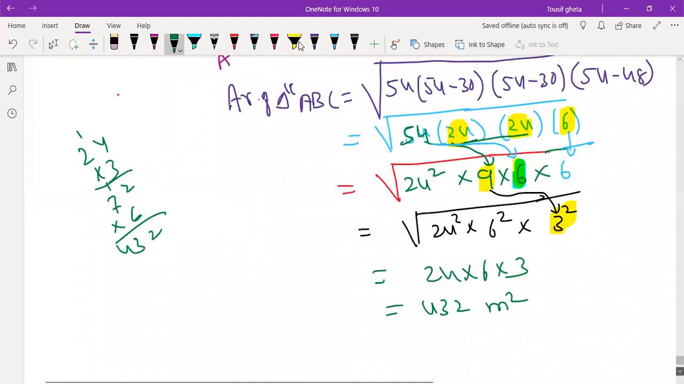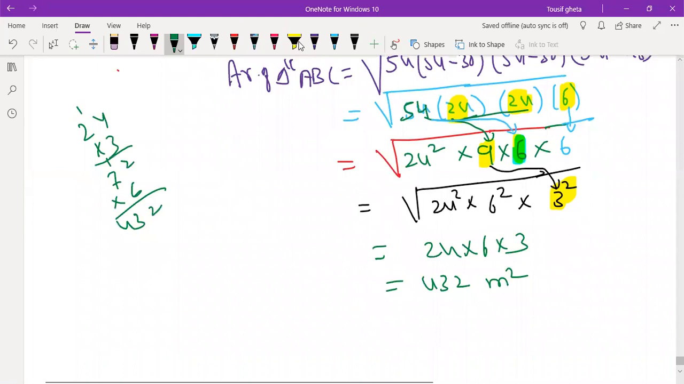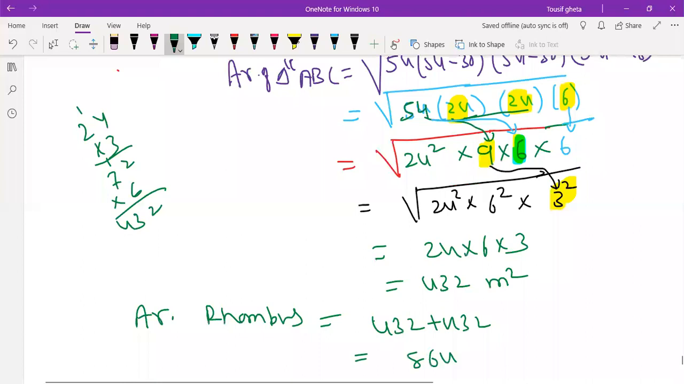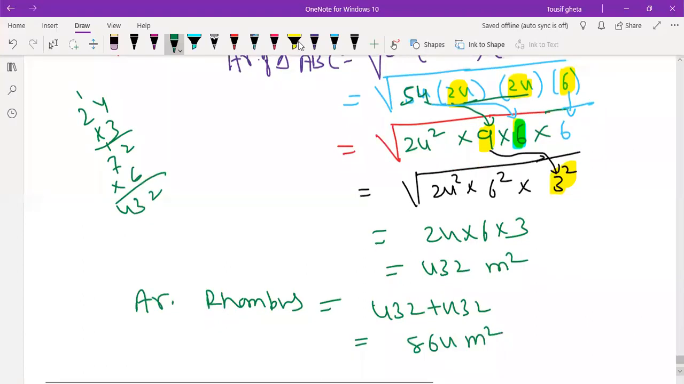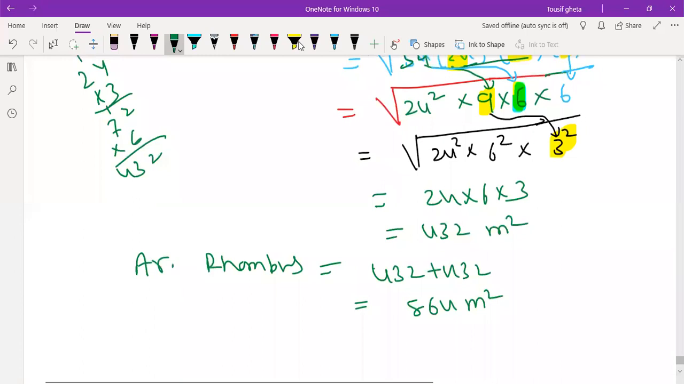So the area of the quadrilateral, the area of the rhombus, you can find out. Area of rhombus is equal to 432 plus 432. Why do 432 two times? And you will get 864, because the area of both triangles is the same. Okay. Understood?